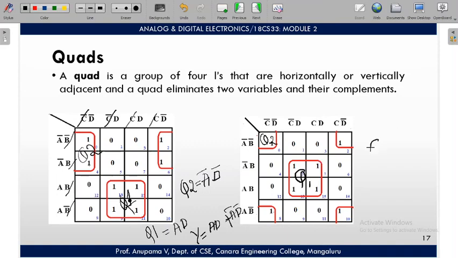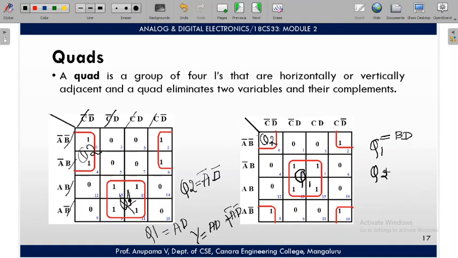So let us write the expression for Q1. Go to the respective row. I can see A bar and A, so A and A bar get eliminated. B remains. Go to the respective column. C bar and C get eliminated. So D remains. Write D.